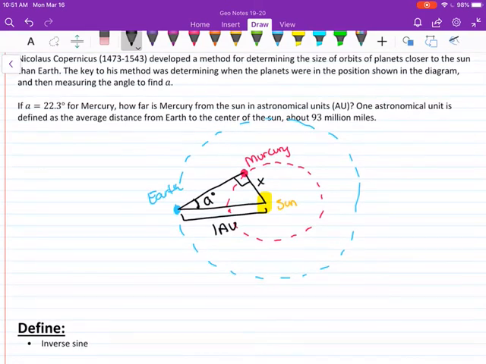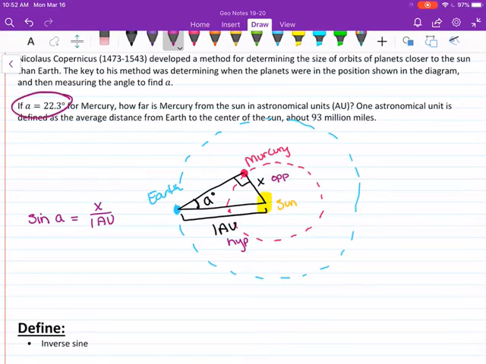So if A is my angle of interest, then X is going to be my opposite side, and the 1 astronomical unit, the distance from Earth to the sun, that's going to be my hypotenuse because it's across from the right angle. Okay, so which trig function uses opposite and hypotenuse? Oh, that's sine. So I'm going to say that the sine of A equals X over 1 astronomical unit.